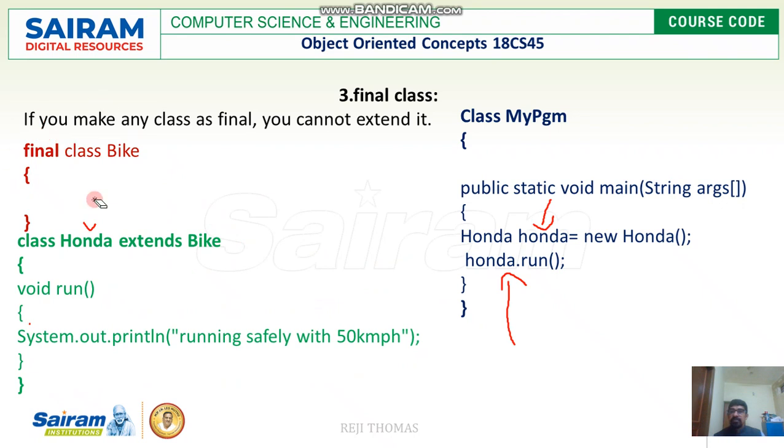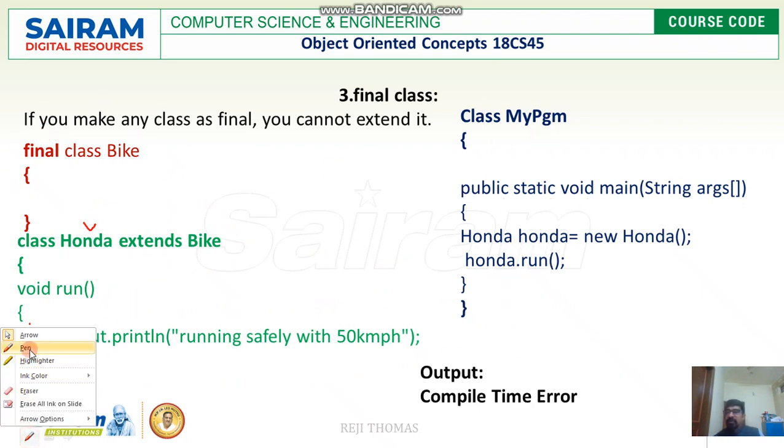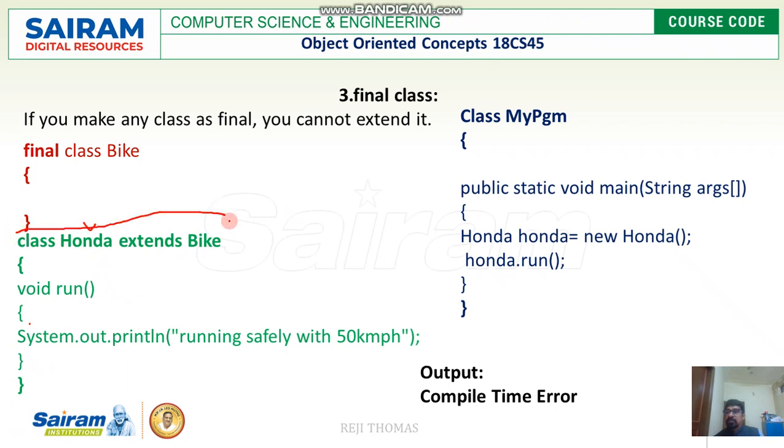So this statement is going to create a compile time error. Why? Because class Honda cannot extend class bike, because class bike is a final class. So when you say a class is final, you cannot extend it.